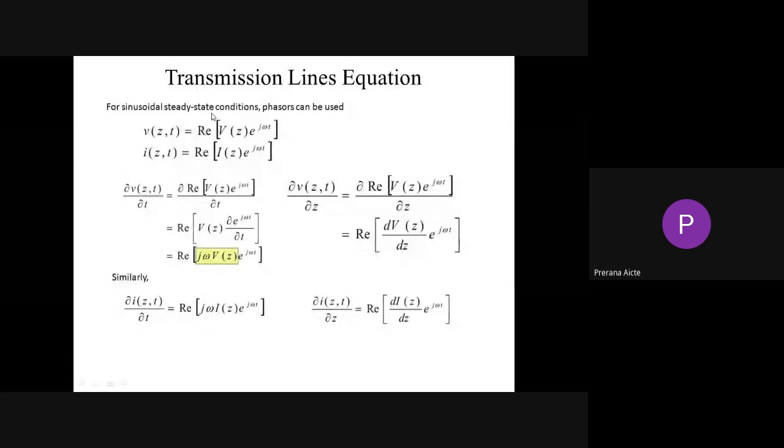Now see here, you can differentiate with respect to t, then V of Z is constant, so you can take the real part of V of Z into dou e power j omega t by dou t. The differentiation of e power x is e power x into the coefficient of x. So here, for e power j omega t, the coefficient of t is j omega. So it is j omega into V of Z into e power j omega t. Similarly for the current, it will be the same: real part of j omega I of Z into e power j omega t.